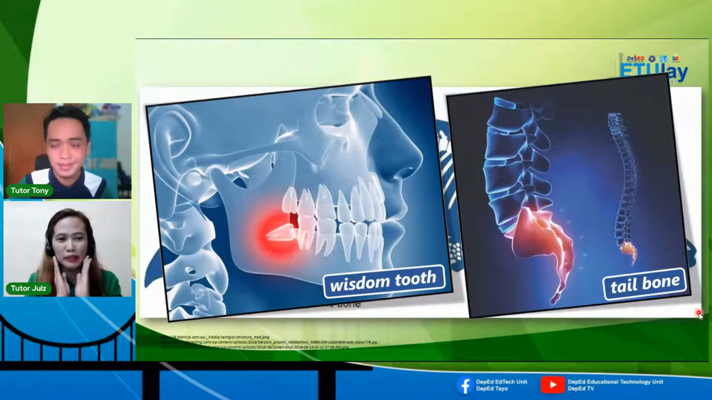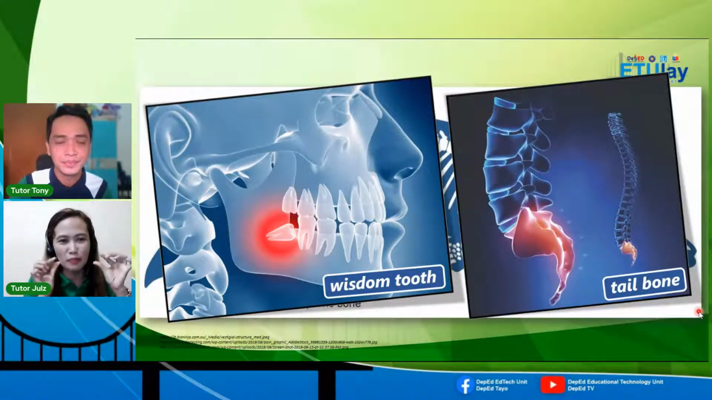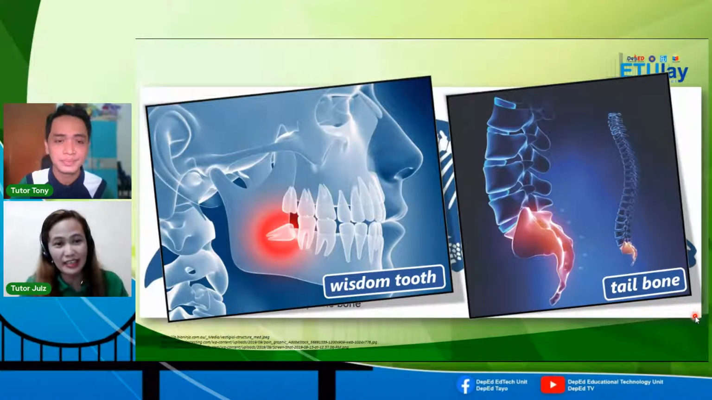Kasi nung unang panahon daw, yung mga unang organism, medyo malalapad. So, may space pa doon. Pero nung nag-evolve na yung itsura ng tao, medyo lumiit. So, normally, parang hindi na rin siya nagagamit, right? Hindi siya nagamit kasi nagbago na rin yung diet.